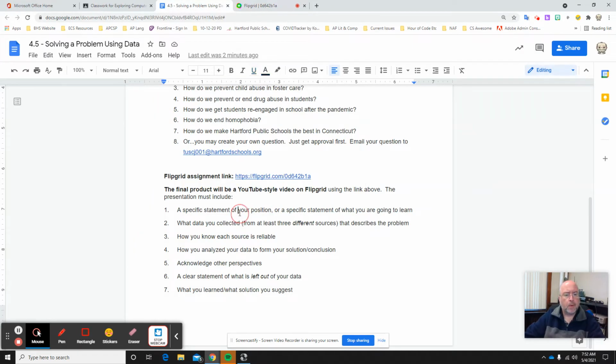And I want to see the following 7 things: a specific statement of your position, and the data that you collected. You have to have some kind of data to prove that this is the problem and then that your solution will work. How do you know each source is reliable? So you have to get actual solutions from reliable sources. How did you analyze your data to form your solution? Because that's really what computer scientists do. And then acknowledging other perspectives: the people who may think differently, or anything that you left out of your presentation. And then what you concluded, what you learned as a result of it.